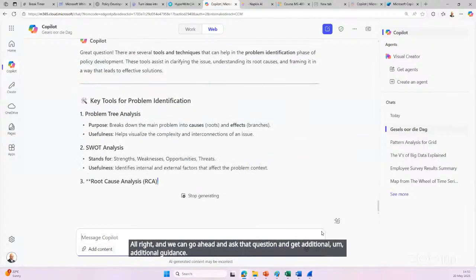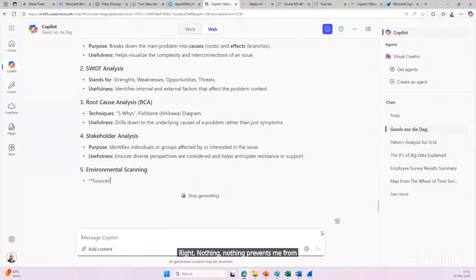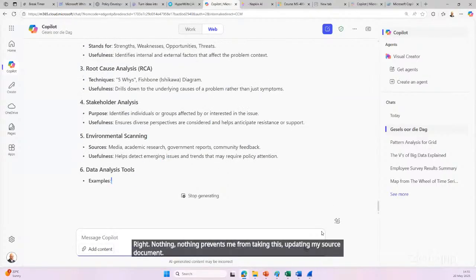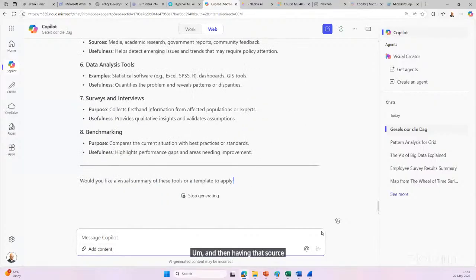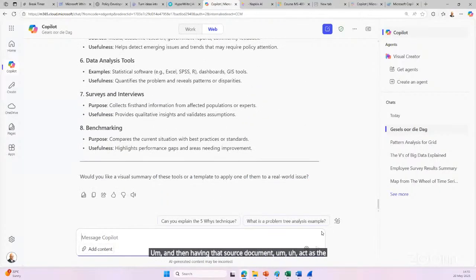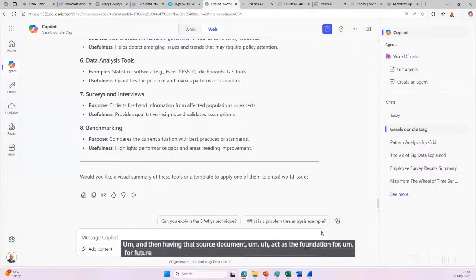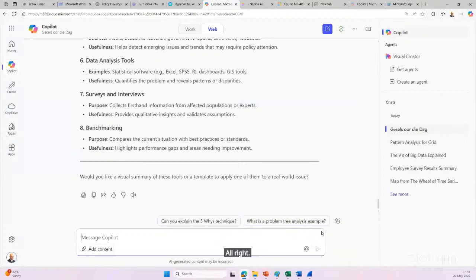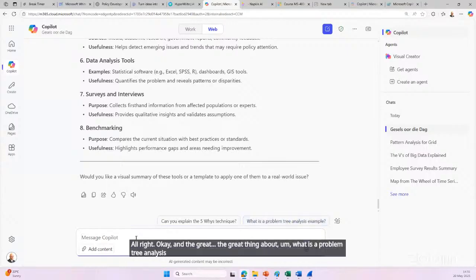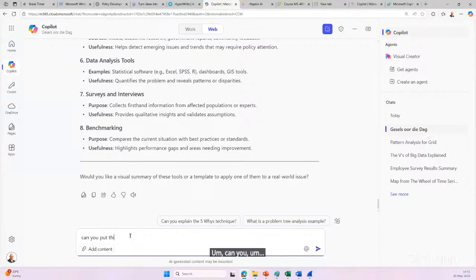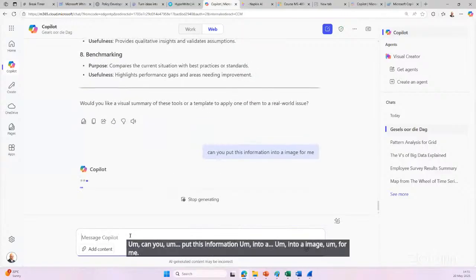And nothing prevents me from taking this, updating my source document, and then having that source document act as the foundation for future presentations that I need to do. And the great thing about, what is a problem tree analysis example? Oh, let's try this. Can you put this information into an image for me? And that's just Microsoft Copilot.